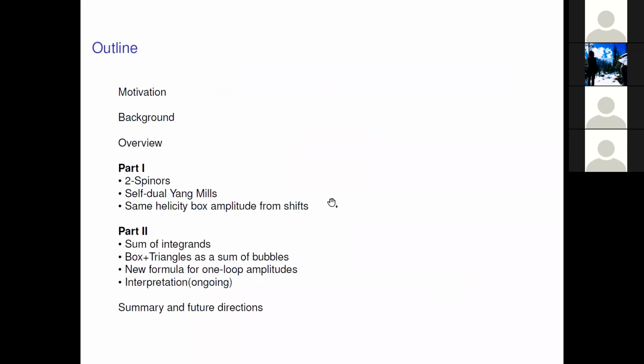So the outline of the talk. First I will give a motivation, that is why this work is important and what its significance is. Then I will talk a little bit about the background of the work and give a brief overview of what work has been done before and what is the basis of my work. Then I will move on to part one, where I will discuss some technicalities, for example, two-spinors and the theory of self-dual Yang-Mills. And then I will present a new computation, that is the computation of the box amplitude from sheets.